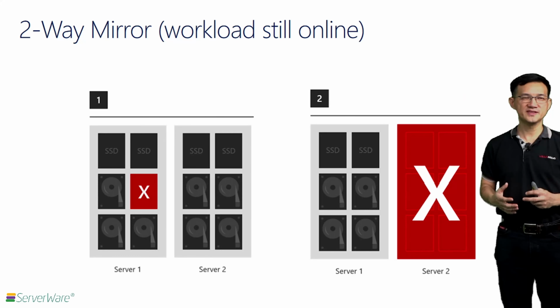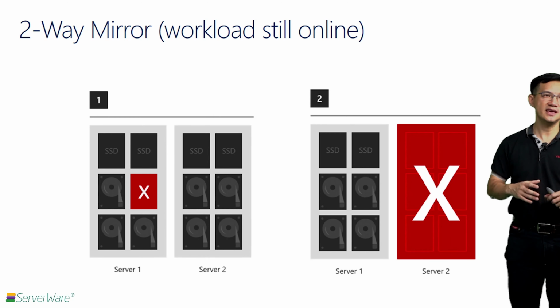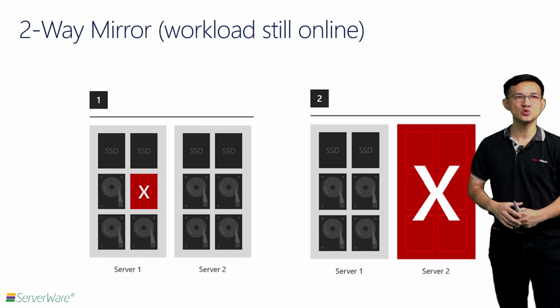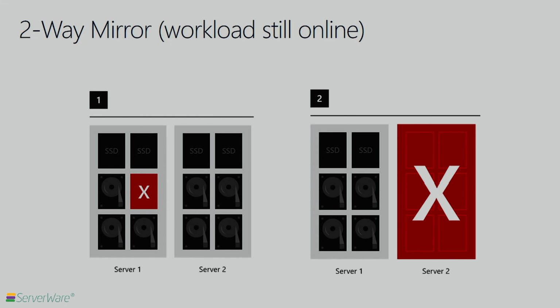So some of the features here, we look at it. In a 2-node environment, you can see a 2-way mirror. So when the 2-way mirror runs, you will have data copied from one server to another server.